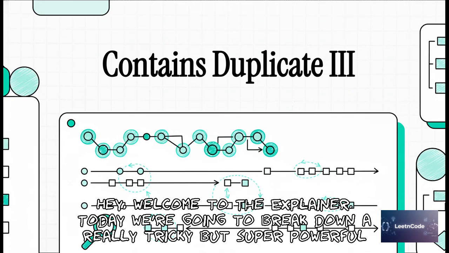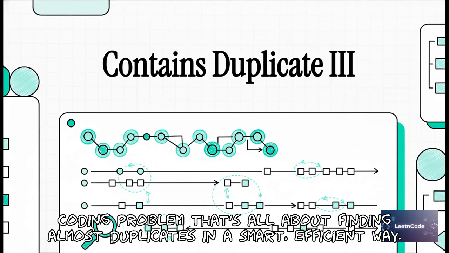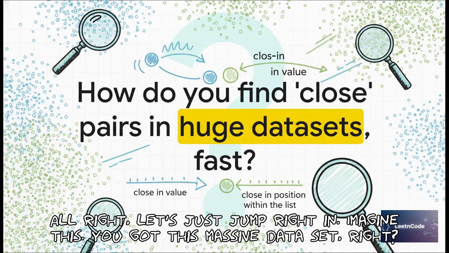Hey, welcome to the Explainer. Today we're going to break down a really tricky but super powerful coding problem that's all about finding almost duplicates in a smart, efficient way. All right, let's just jump right in.